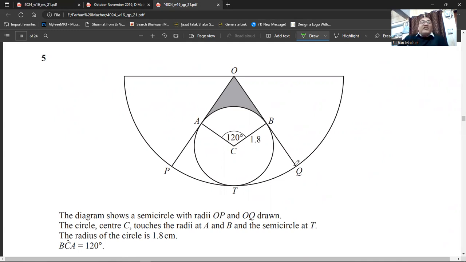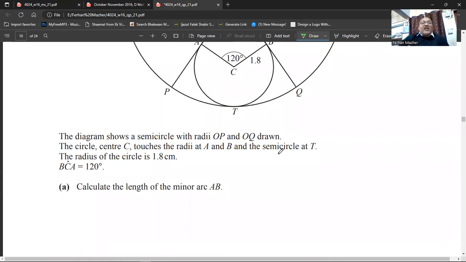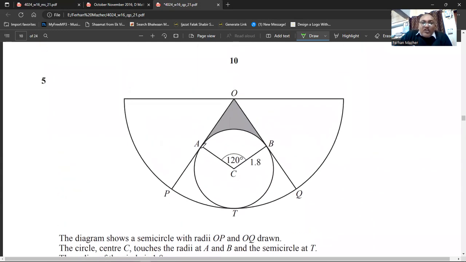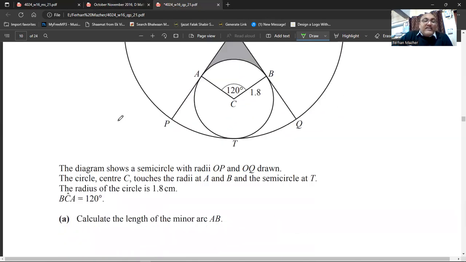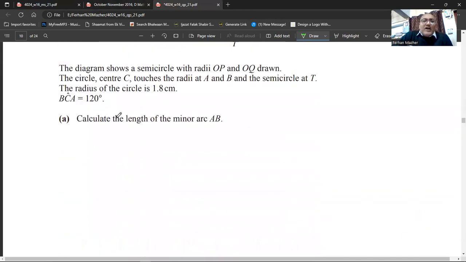The BCA angle is 120 degree. Their question is calculate the length of the minor arc AB. They want to find out the minor arc AB. You know, the radius of this arc is 1.8. The angle at the center of this arc is 120 degree. And they want me to find out the minor arc AB. The formula for the arc is theta by 360 into 2 pi r. Just put these values. It's a 2 marks question.